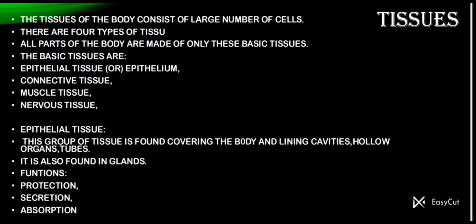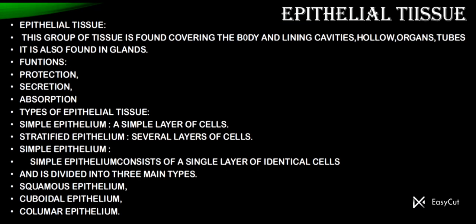Now we'll discuss epithelial tissue or epithelium. Where is epithelial tissue present? This type of tissue covers the body and lines the cavities and hollow organs. Hollow organs means it lines just inside the heart, stomach, urinary bladder, and uterus. All these are hollow organs. If you see the heart under the microscope, the inner surface is lined by epithelial tissue.